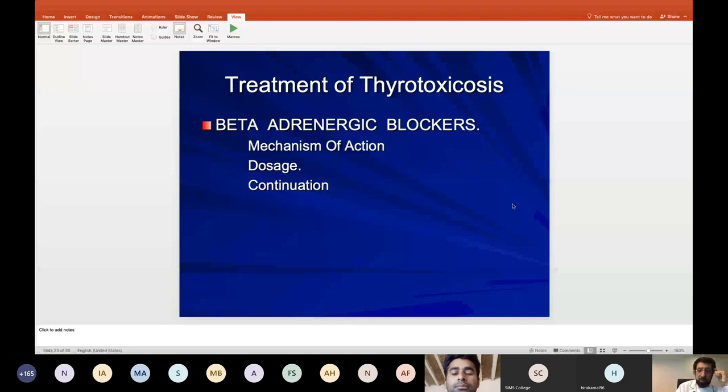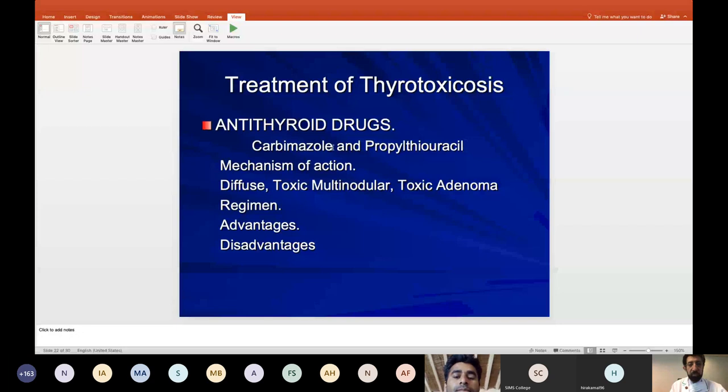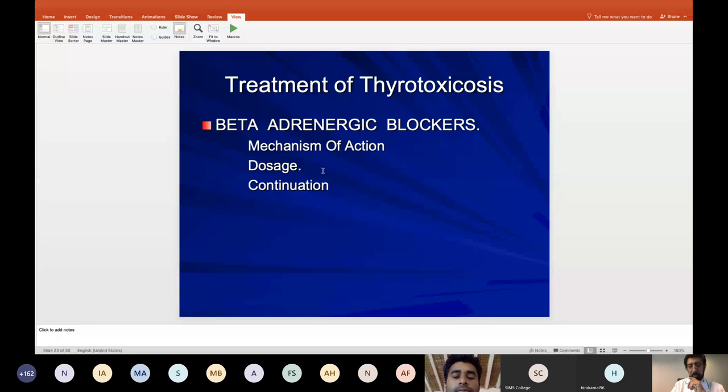And you continue the beta blockers. You don't withdraw the beta blockers, because remember that beta blockers have a cardioprotective action. They enhance the ability of the myocardium to utilize oxygen. So if you withdraw them suddenly, the patient might have some kind of cardiac problem, because if the patient is already compromised as far as the cardiovascular system is concerned, sudden withdrawal of the beta adrenergic blockers would cause a problem. So remember, beta blockers are never withdrawn suddenly. You start from a dose of 10 milligrams, then you can build up the dose up to 160 milligrams till the patient gets symptomatically better. But remember, the actual management is through the antithyroid drugs.